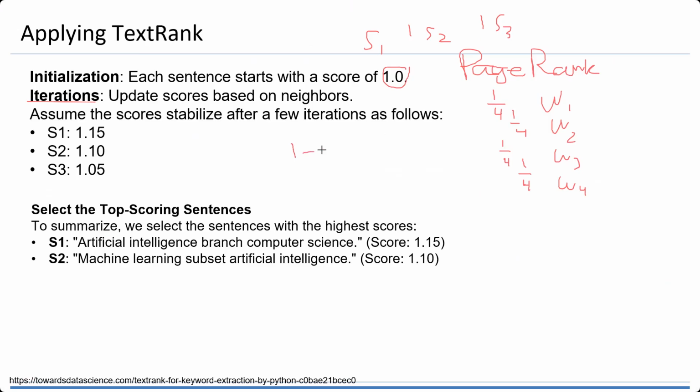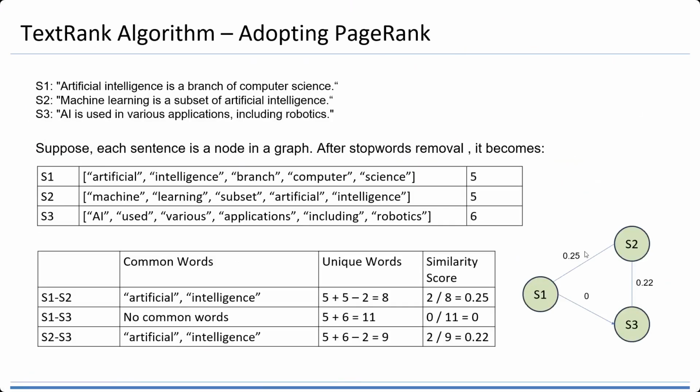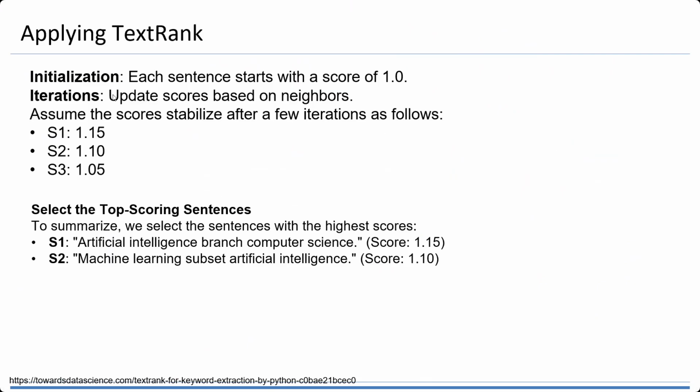So you know the PageRank iteration: it is 1 minus d divided by n, plus d multiplied by the sigma of the PageRank divided by the outgoing weight, the weight between W1 and another value. In this case we have S1, so we want to know the weight between S1 and the other sentences. The S1 and S2 weight is 0.25. The weight between S1 and S3 is 0. The weight between S2 and S3 is 0.22. I will fix this one, it is still not correct. Using that, we do the iteration, the same as PageRank.